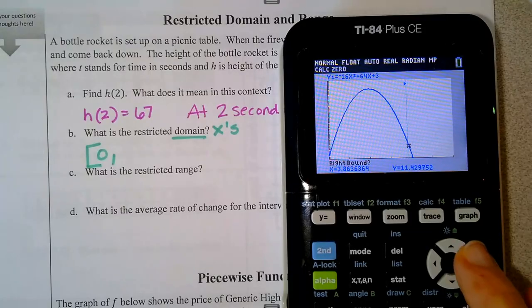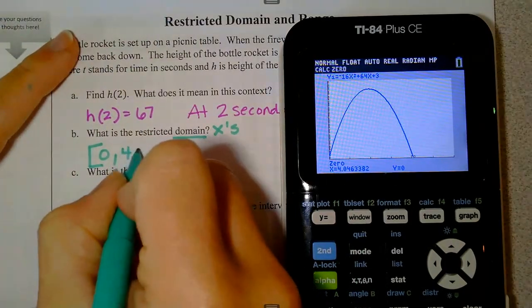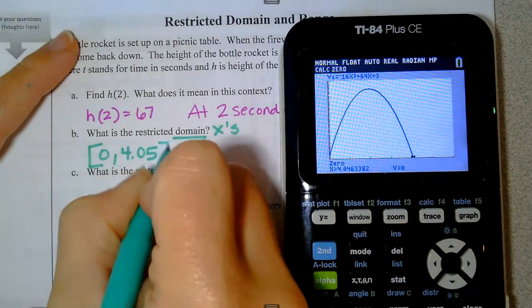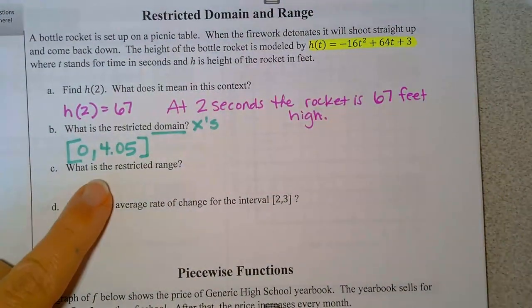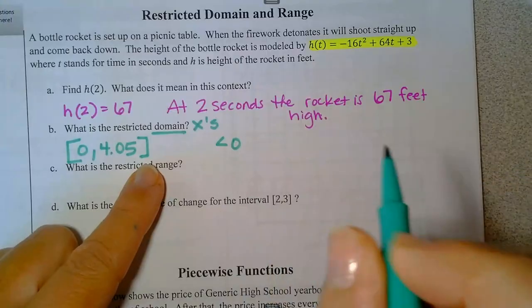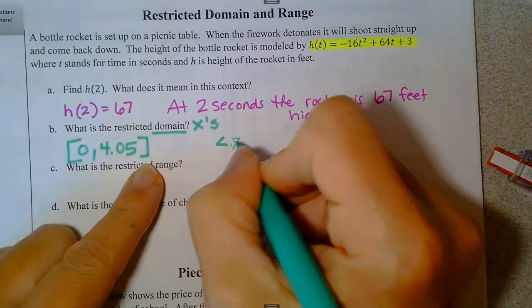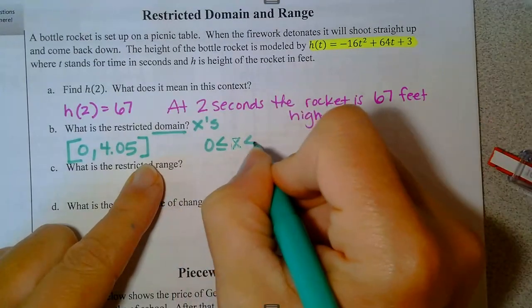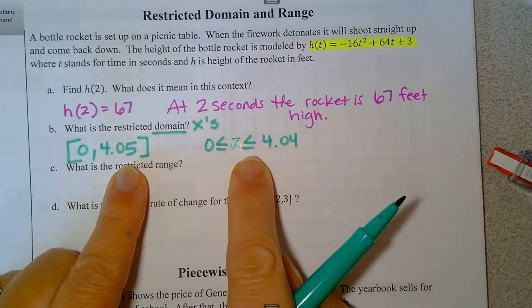Okay, and we're going to round to 2 decimal places. So I got 4.05. Now you may see it like this, or you could do it as x is greater than or equal to 0 and less than or equal to 4.05. These mean the exact same thing.